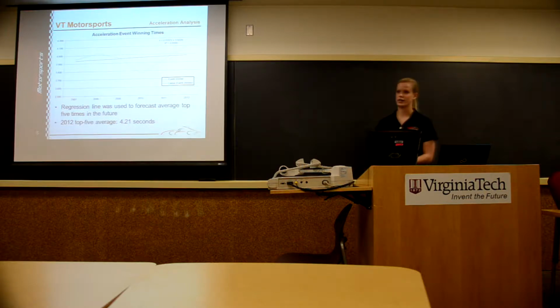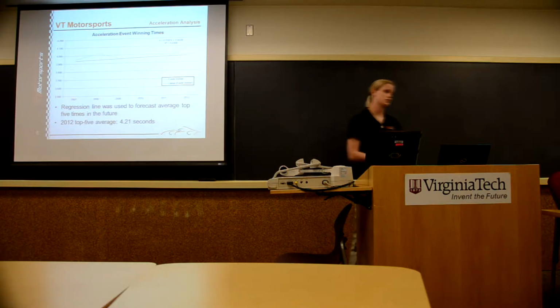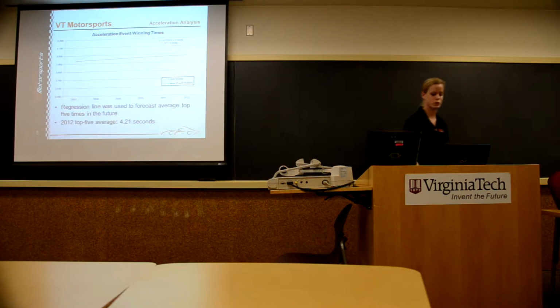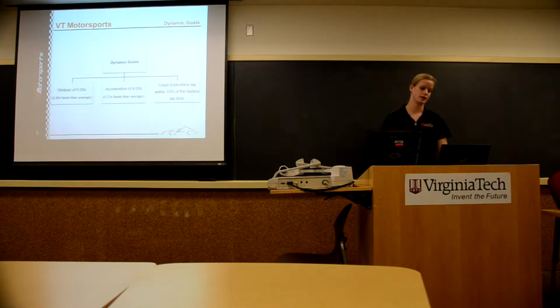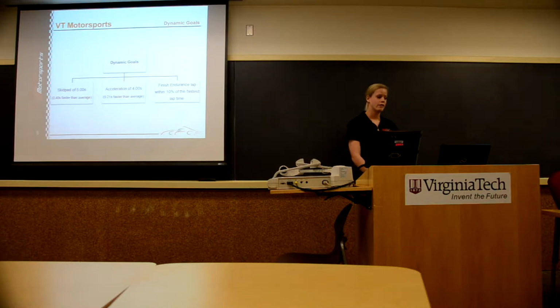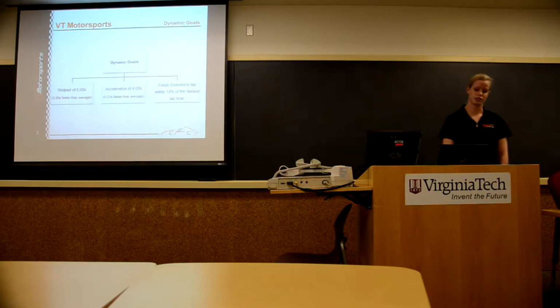We did the same for the acceleration event winners, so you can see again the top 5 average, and the 2012 results show that it was 4.21 seconds. Out of those graphs, we developed our overall dynamic goals. Our skid pad event goal is 0.4 seconds faster than the overall average. That is because we don't just want to do well, we want to win the competition, and this is what we think it takes to win. Same for the acceleration results.